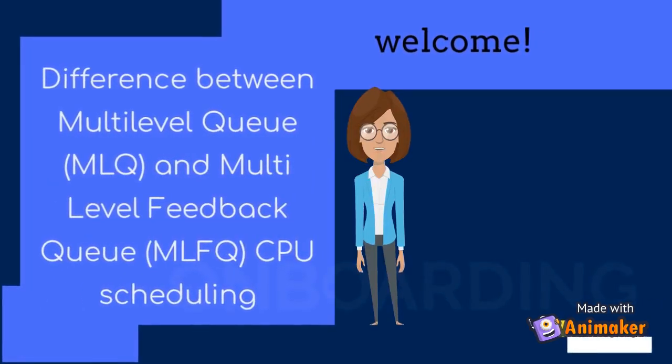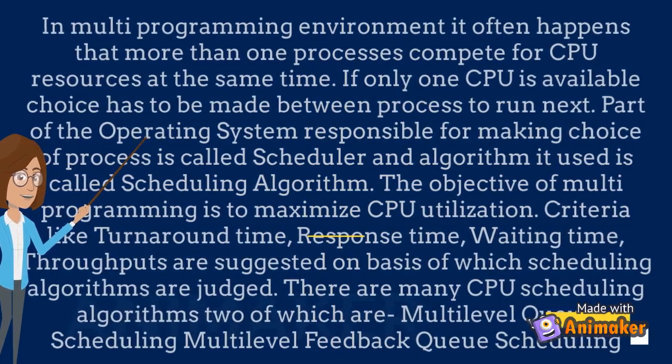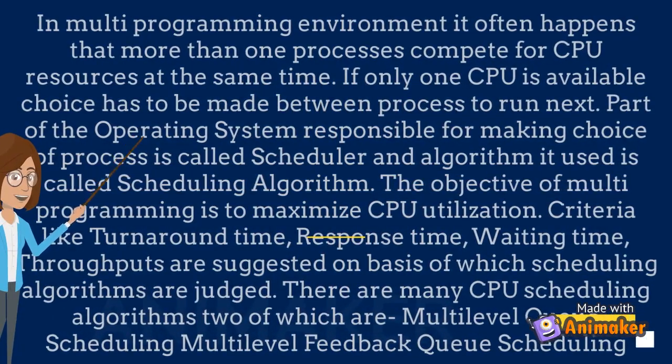Difference between multi-level queue and multi-level feedback queue. In a multi-programming environment, it often happens that more than one process competes for CPU resources at the same time. If only one CPU is available, a choice has to be made about which process to run next.